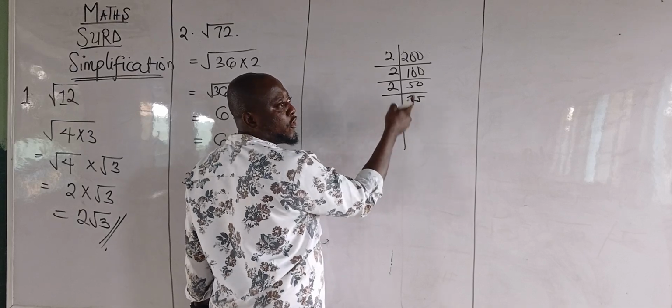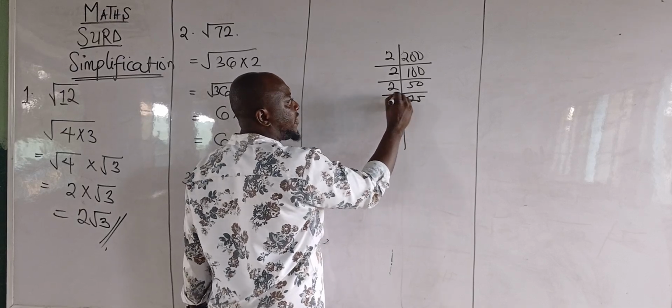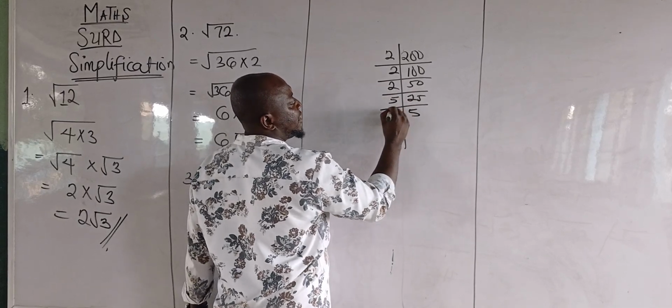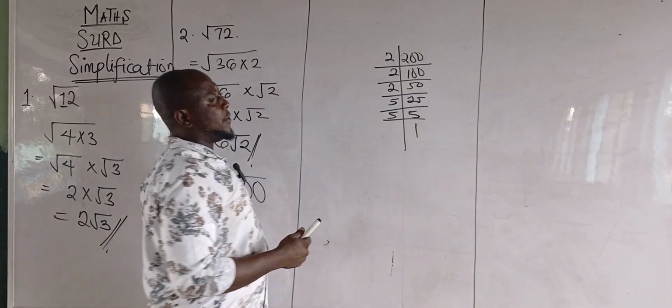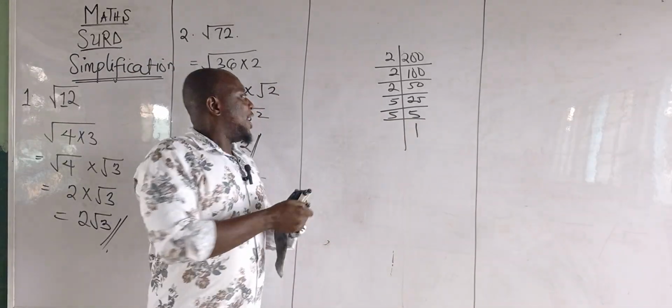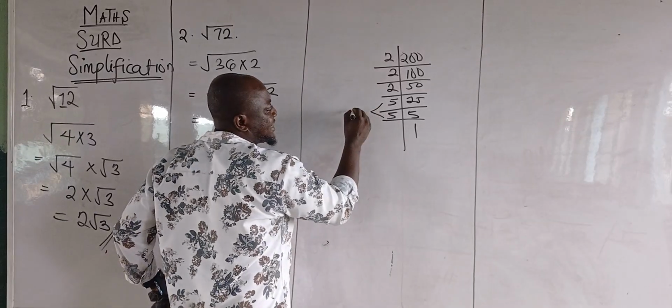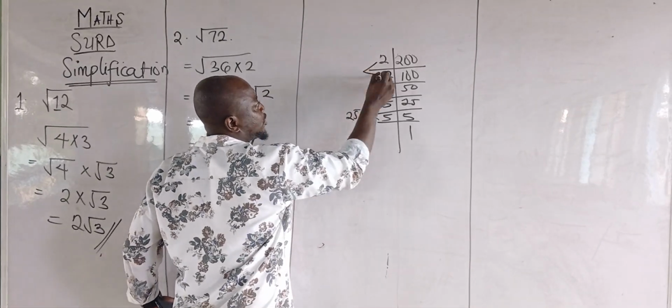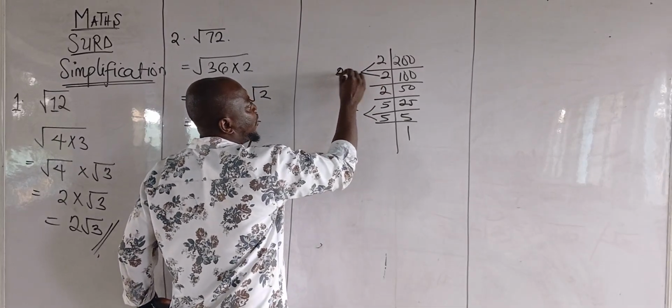3 cannot go. 4 cannot go, but 5 can go. So you use 5. 5 can go here, 5 here, 1. So from this point, what do we do? We are going to now scout for the perfect square numbers. Obviously, if you start from here, this is 25 now. This is a perfect square. This one too is a perfect square. This 4, a perfect square.